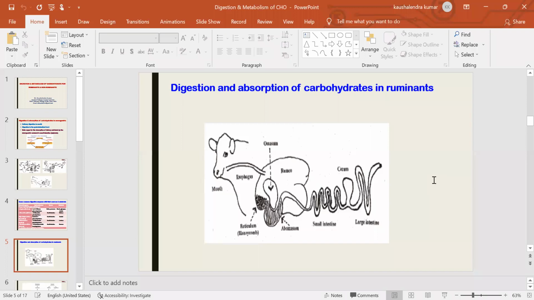So what happens? Ruminant is a herbivore, you are well aware of that. The ruminant stomach is divided into four compartments: rumen, reticulum, omasum, and abomasum. Abomasum is the true stomach, and rumen is also known as the fermentation vat, where most of the fermentation of the different feed items takes place by the action of different kinds of microbes.